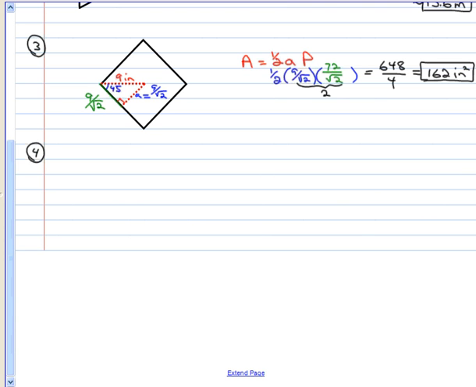Oh, they gave us everything. Did they? Did they just do lines to the... Yeah, they did, didn't they? They made this too easy.